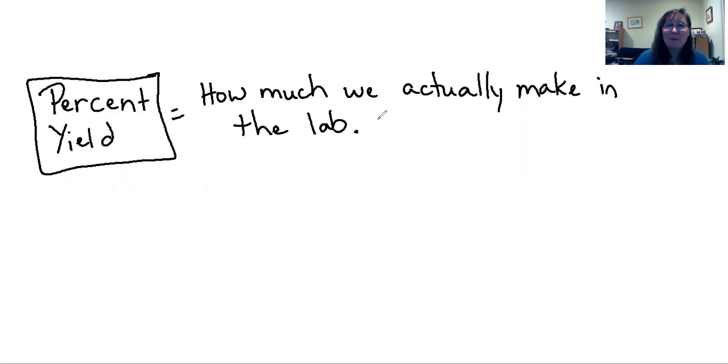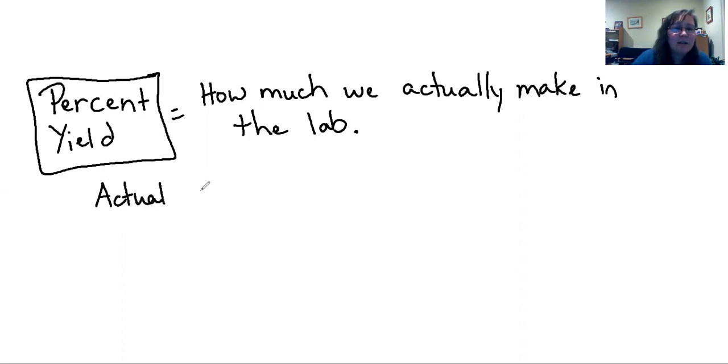So if my recipe says I can make 4 dozen, but I can only make 3 dozen, then my percent yield is 75%. I can only make 75% of what I'm supposed to make. Okay, so now we have a couple of things to determine. The percent yield is how much we actually make in the lab as a percent.